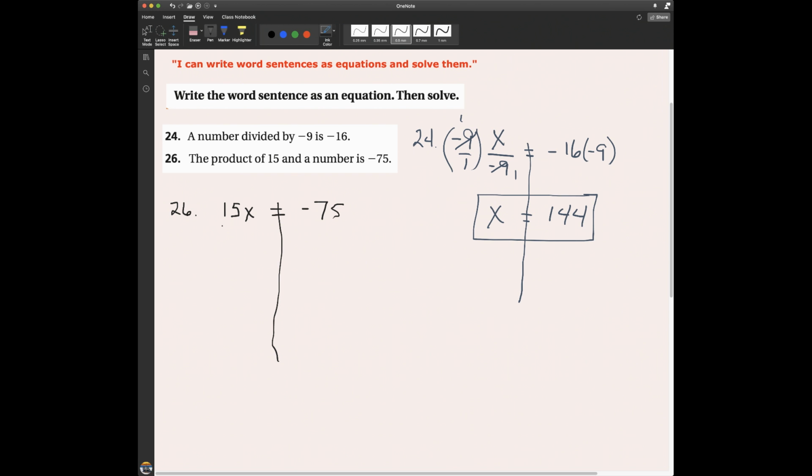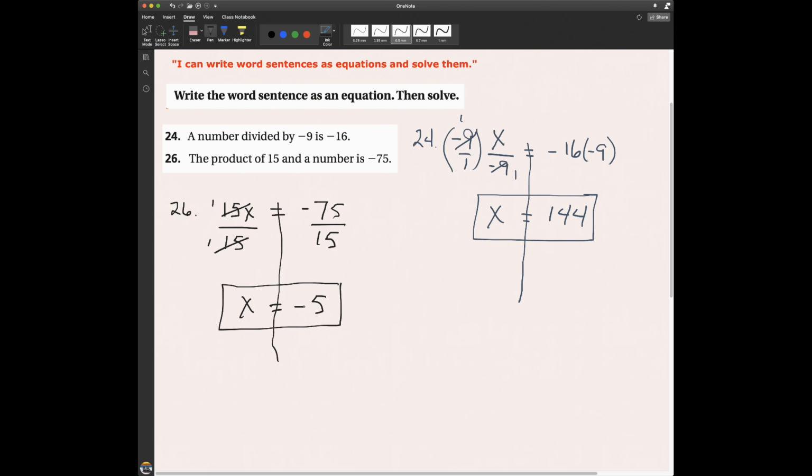All right, how do I get x by itself? It's 15 times x. Let me divide by 15. Why? Because these two numbers will cancel each other out and leave me with x all by itself. Since I'm dividing this side by 15, I also have to divide this side by 15. And a negative divided by a positive gives me a negative answer, and it will be -5.